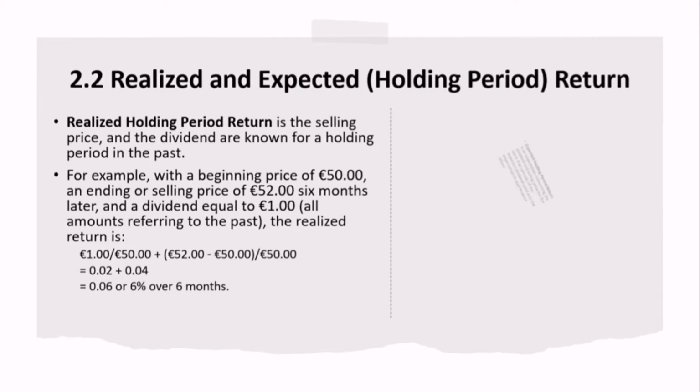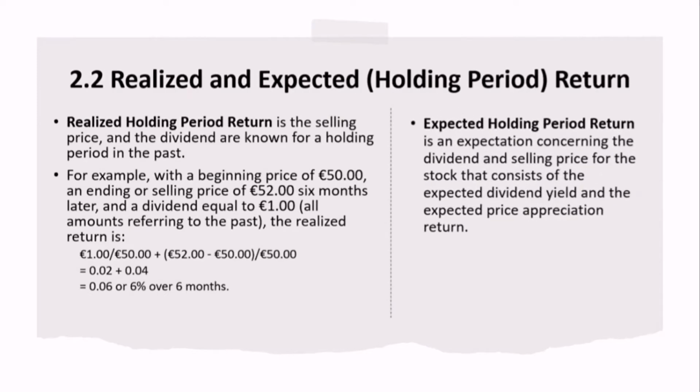Next is realized and expected holding period return. Realized holding period return is where the selling price and dividend are known for a holding period in the past, unlike expected holding period return where it is unknown. As selling price and dividend are known, we can calculate the realized holding period return as shown in the example. It is calculated as dividend divided by beginning price plus the difference between selling price and beginning price, which is then divided by the beginning price. That is how you will get your realized return.